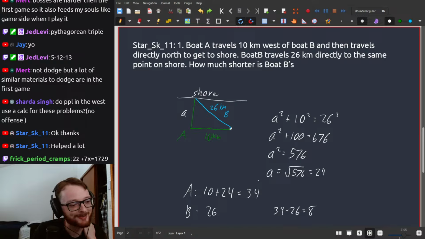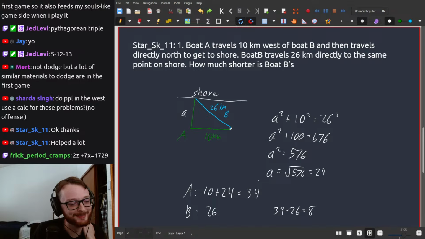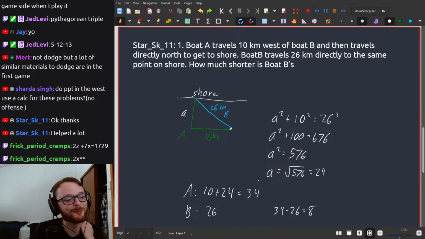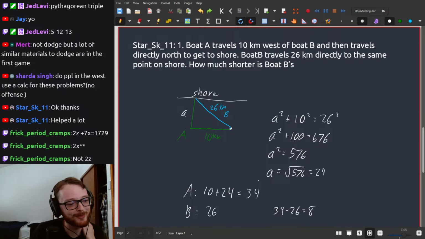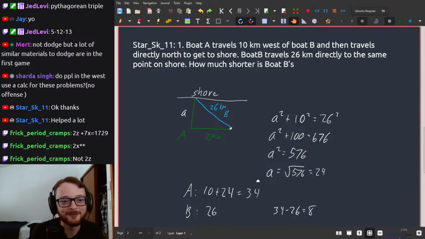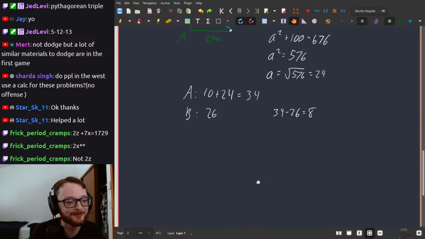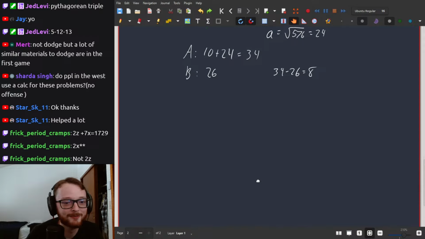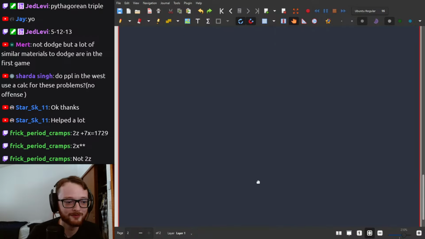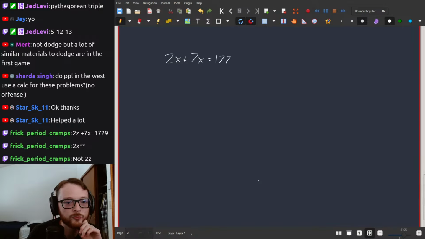No worries, Star. 2x plus 7x equals 1729. Oh, it's 2x. Okay. And so you just want to solve that for x? We can do that. So you have 2x plus 7x equals 1729.